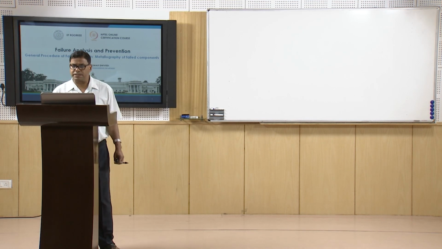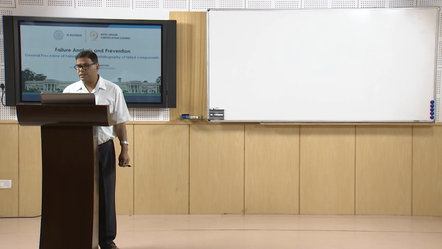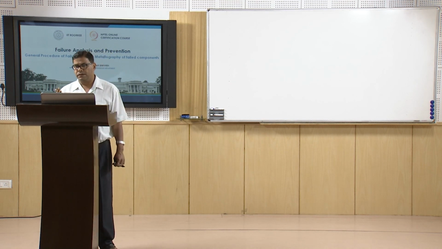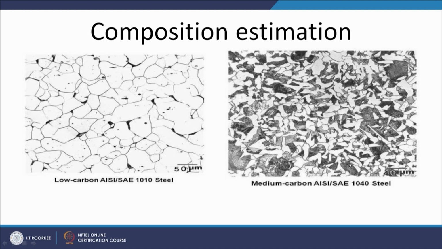So, it is a plain carbon steel, and another one is 1040 steel, which has 0.4% carbon. Obviously, at 0.1% carbon, the pearlite fraction is very limited. So, this is what can be determined. Through image analysis, we can easily identify the fraction of pearlite, and then using the lever rule we can estimate the carbon content of the steel. And this 1040 steel has a much higher fraction of pearlite, indicating higher carbon content in the steel.